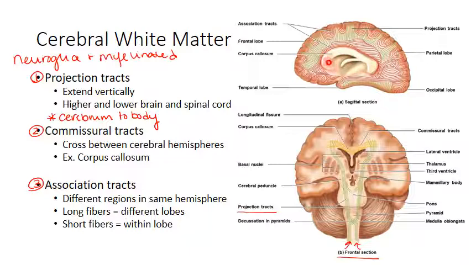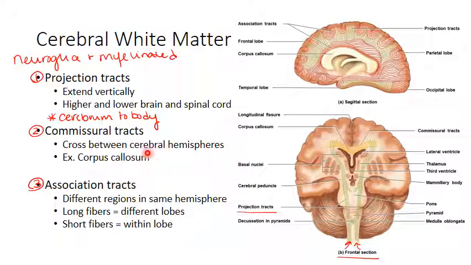So the corpus callosum holds the 2 hemispheres together. It also allows communication to occur between the 2 hemispheres. So we can send messages from the right hemisphere to the left hemisphere, and we're going to do that through the corpus callosum. So cross between cerebral hemispheres, that's going to be communication from hemisphere to hemisphere.